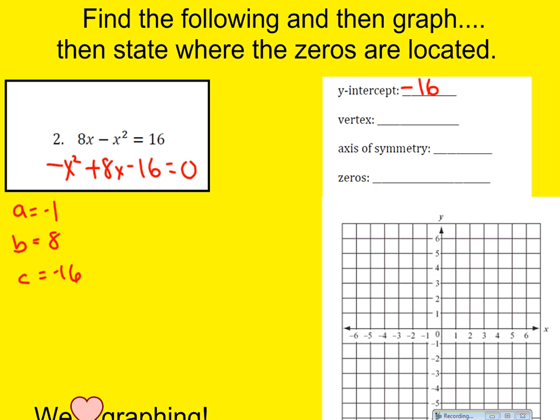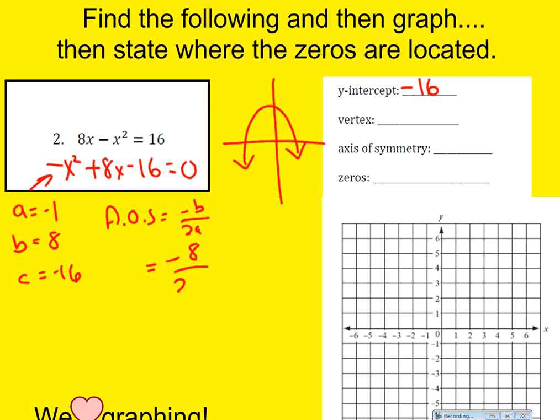Actually, let me back up. With a negative in front, I'm hoping you guys will start to recognize that wherever I graph this, it's going to be opening down. That's what that negative out front means. So figuring out the axis of symmetry, negative b over 2 times a, that's going to be negative 8 over 2 times negative 1. So that's going to be positive 4. My axis of symmetry is going to be at positive 4 right there.